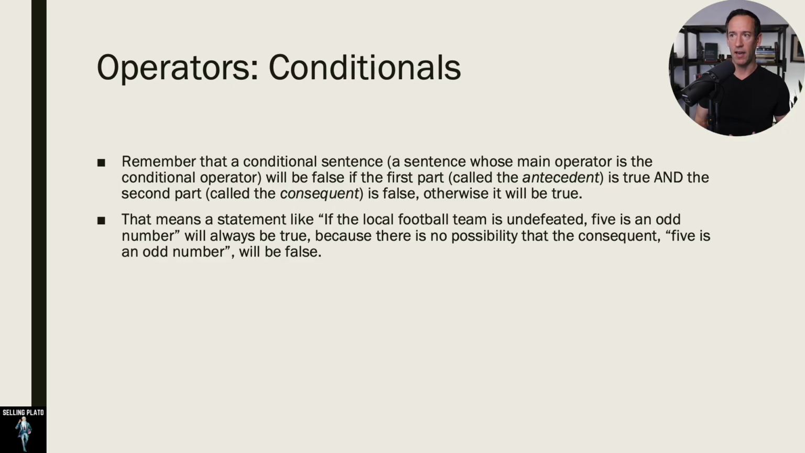So a statement like, if the local football team is undefeated, 5 is an odd number, will always be true because there's no possibility that the consequent, that second part, 5 is an odd number, will be false. And again, it doesn't look like there isn't any sort of causal connection between a local football team being undefeated and 5 being an odd number. But the way that our operators work in propositional logic is really different from English. So in our logical language, it works.